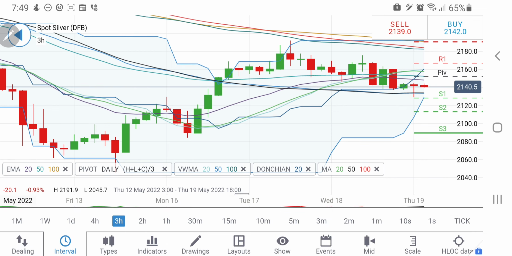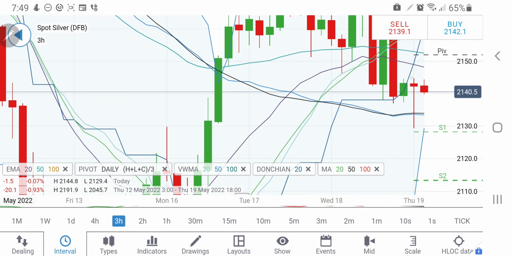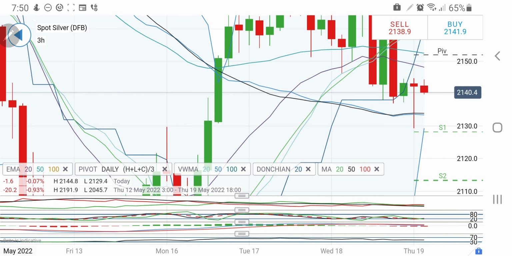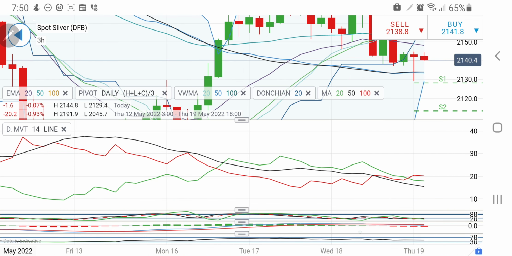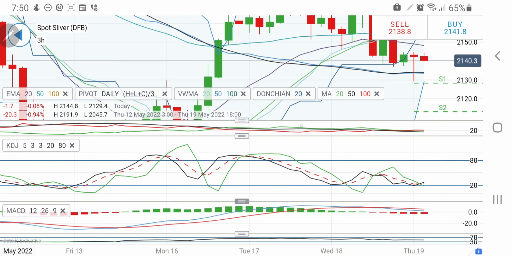On the 3-hour charts, if you see the candles here, lower highs, red candle, probably now it may again try to come back towards 2135 and 2130 levels. Once it drops below 2130, we can expect a sharper drop there. And if you look at the directional movement, it is still bearish, and the stochastic is at the bottom looking upwards.